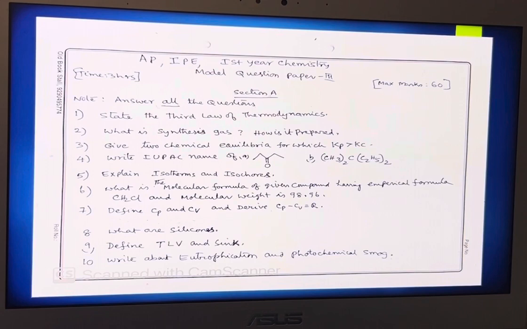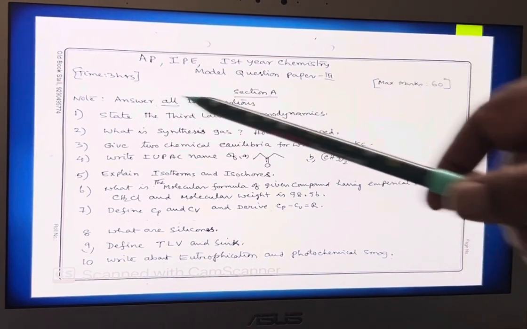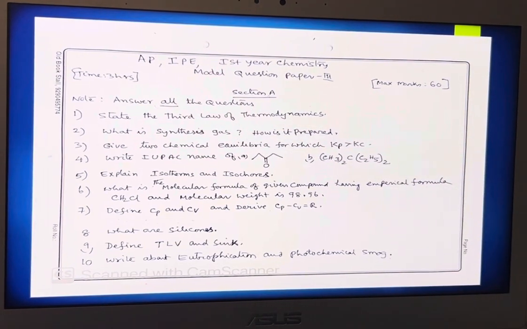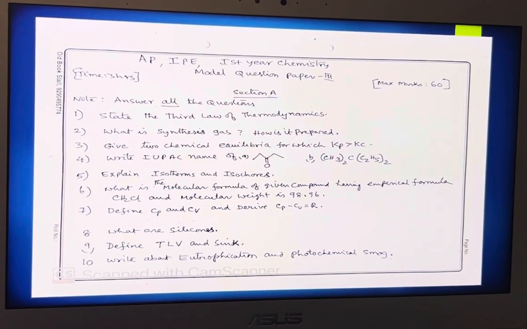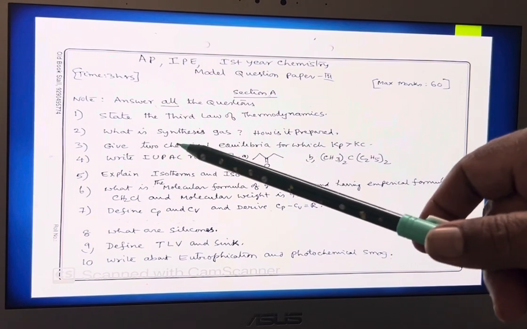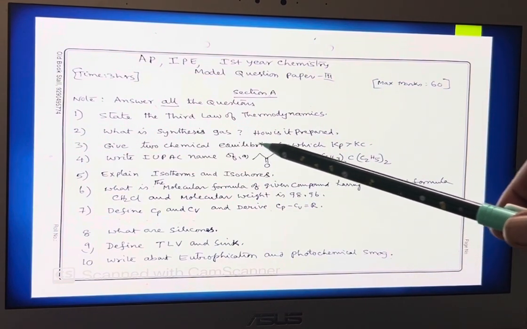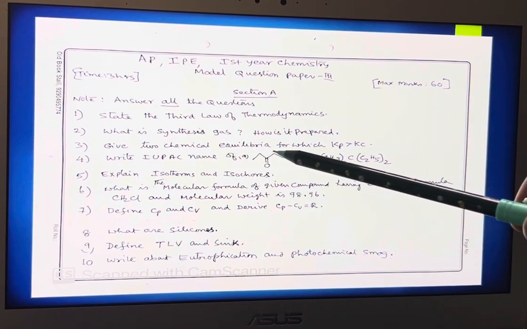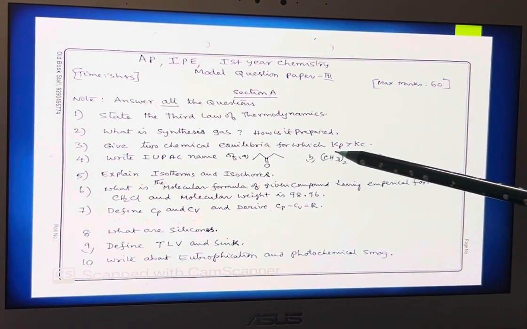So, this is model question paper 3 for first year chemistry students. Total maximum marks are 60, time 3 hours. Section A, answer all questions. First one: state the third law of thermodynamics. What is synthesis gas? How is it prepared? Give 2 chemical equilibria for which Kp is greater than Kc.